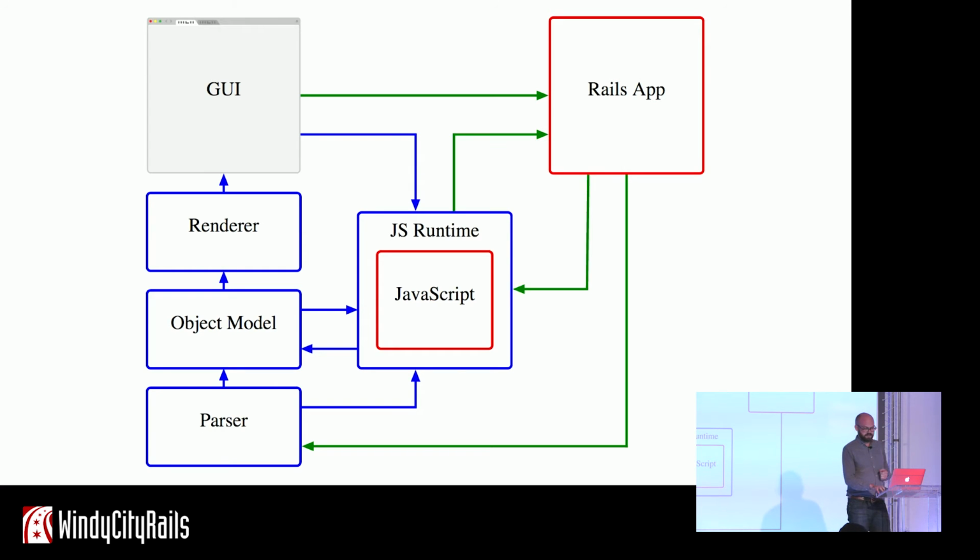Let's go to the next level of complexity. I just added two little arrows to the diagram from the JavaScript runtime to the Rails app and back. Just a couple little arrows, right? It's not that much more complexity. This is AJAX and WebSockets, asynchronous communication between our front end and our back end.